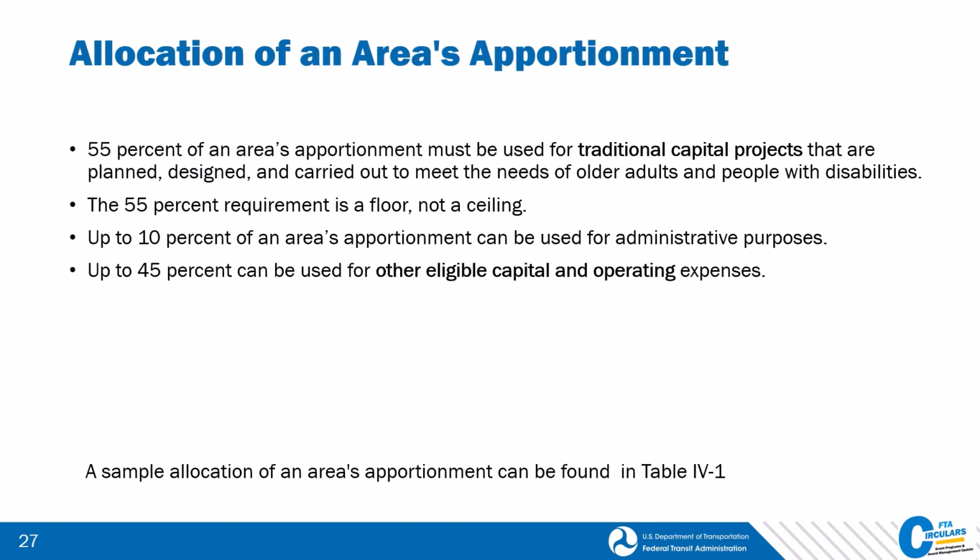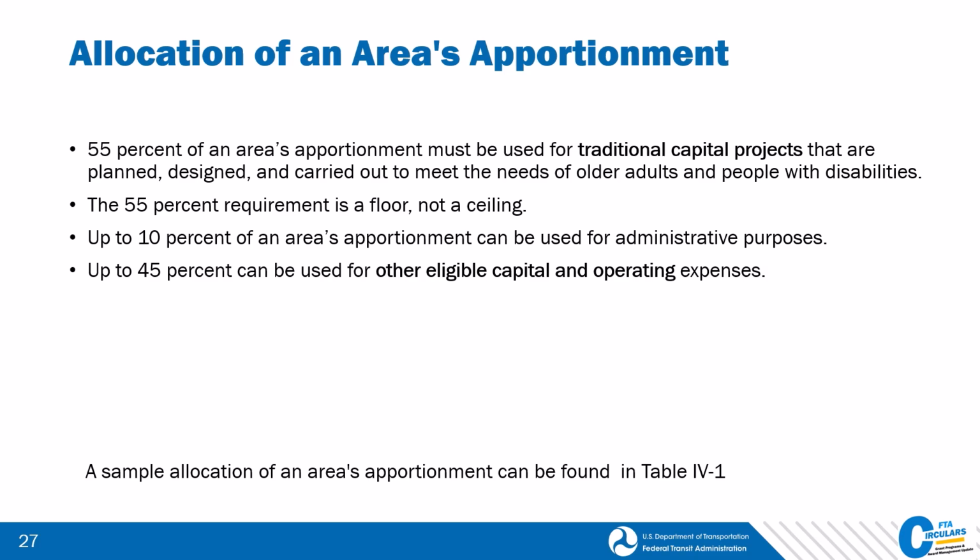55% of an area's apportionment must be used for traditional capital projects that are planned, designed, and carried out to meet the needs of older adults and people with disabilities. This 55% requirement is a floor, not a ceiling, which means at least 55% of an area's apportionment must be used for traditional capital projects, but the recipient could choose to use 100% of the funds for a traditional capital project or any combination above 55%.